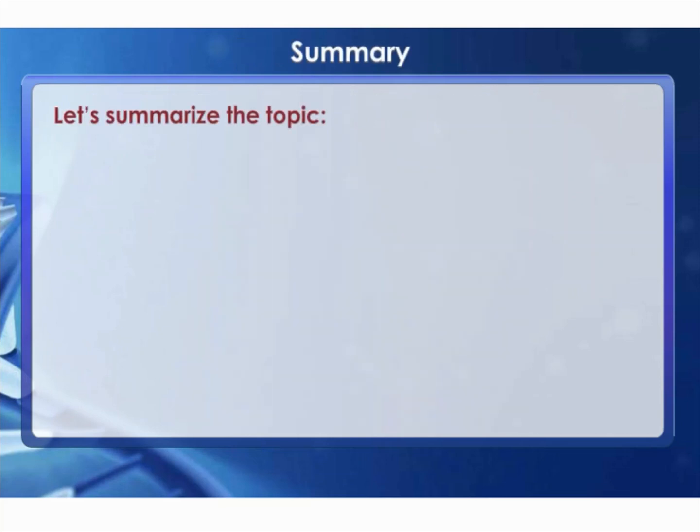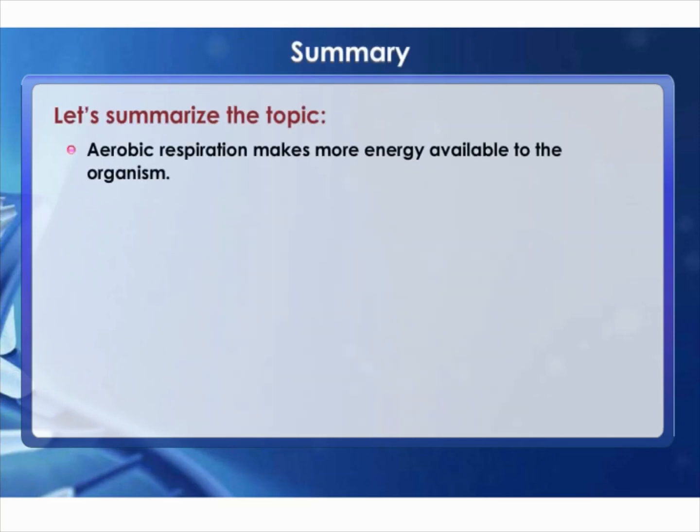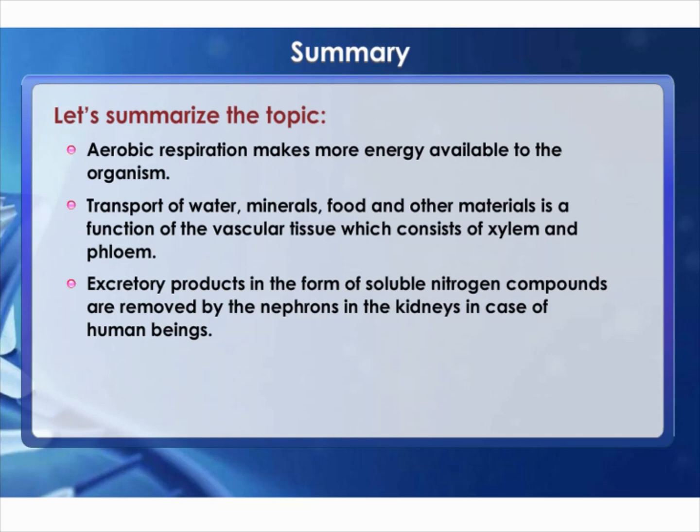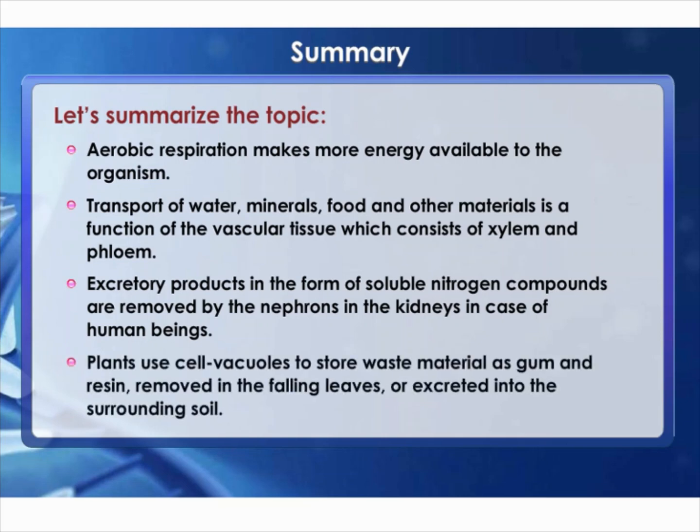Summary. Let's summarize the topic. Today we have learned that aerobic respiration makes more energy available to the organism. Transport of water, minerals, food, and other materials is a function of the vascular tissue, which consists of xylem and phloem. Excretory products in the form of soluble nitrogen compounds are removed by the nephrons in the kidneys in case of human beings. Plants use cell vacuoles to store waste material as gum and resin, removed in the falling leaves or excreted into the surrounding soil.